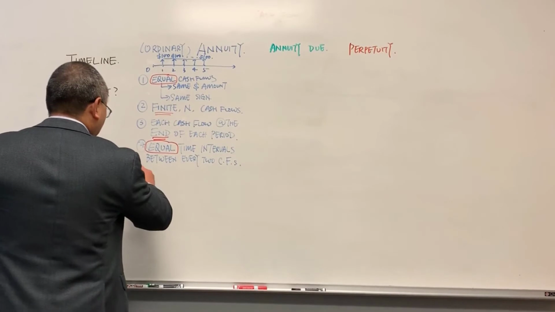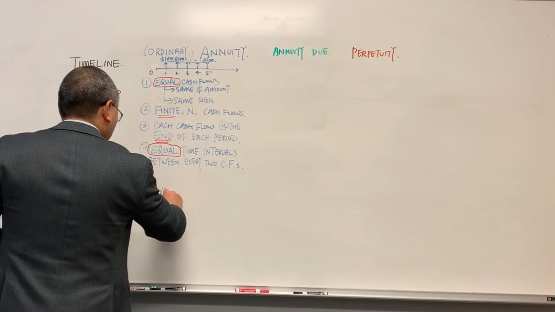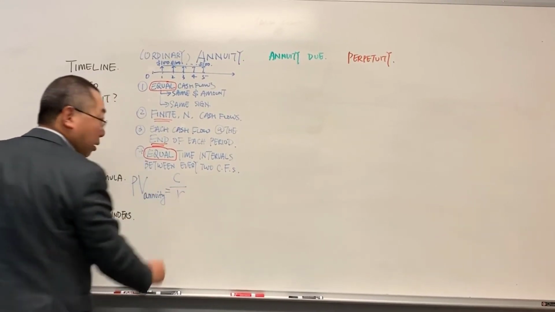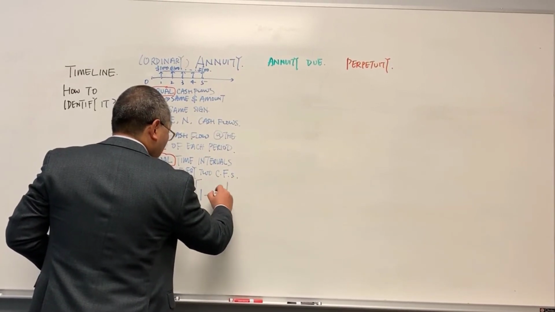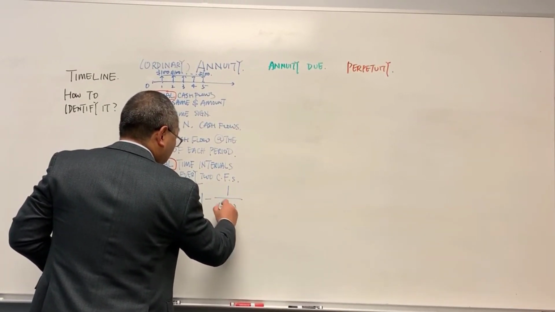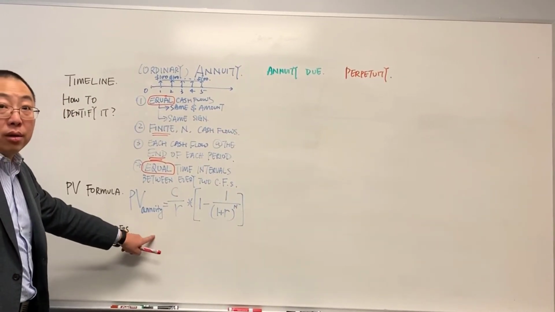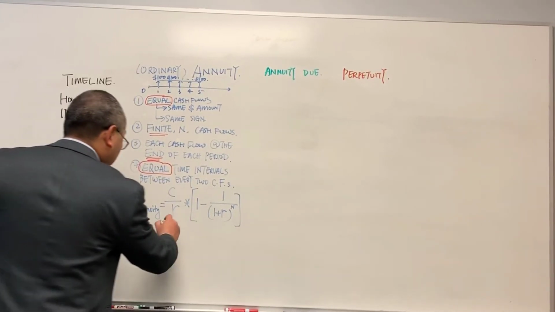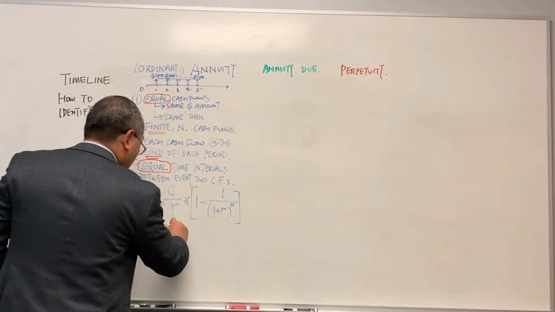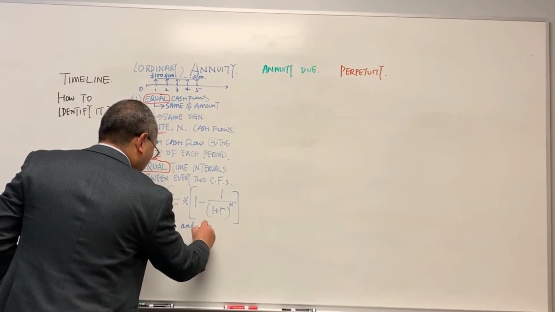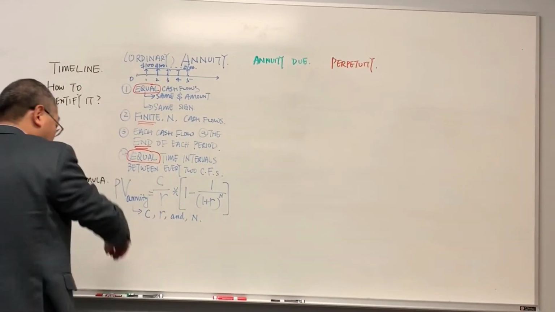The present value on the class notes, PV of annuity equals C divided by R times, in the parentheses, 1 minus 1 over (1 plus R) to the power of n. Which means in this calculation, you need 3 parameters in order to do the calculation. They are C, R, and N.